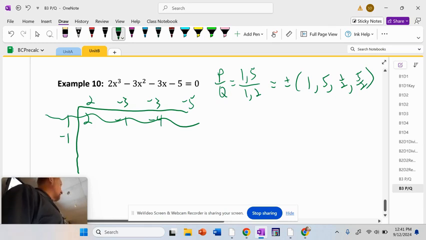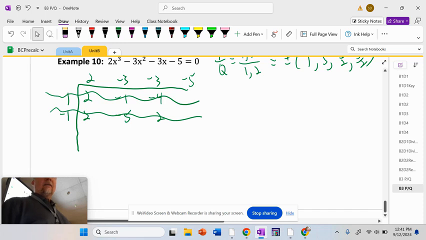We okay? We doing this? Yes, get it? Don't go all the way if you don't have to. 2, 1, -1 times 2 is -2. -2 and -3 is -5. -5 plus -3 is -8. This is not going to work. You're not going to get a 0 at the end.